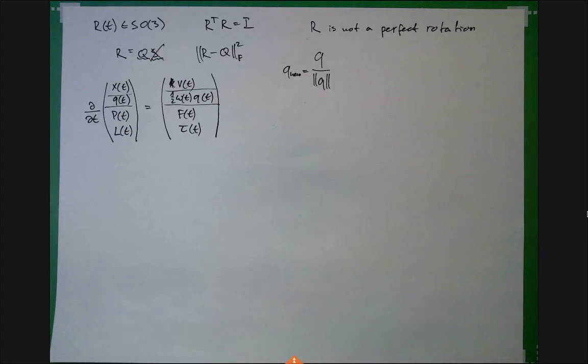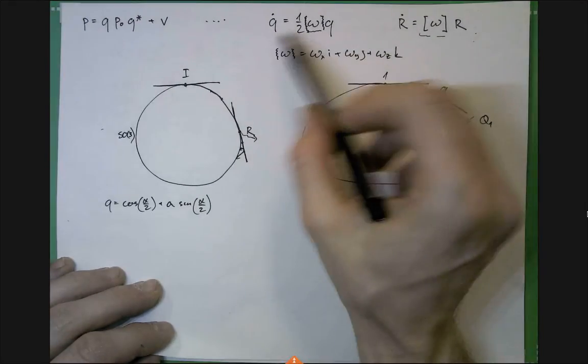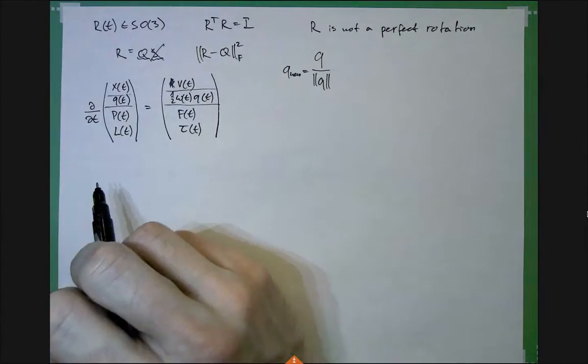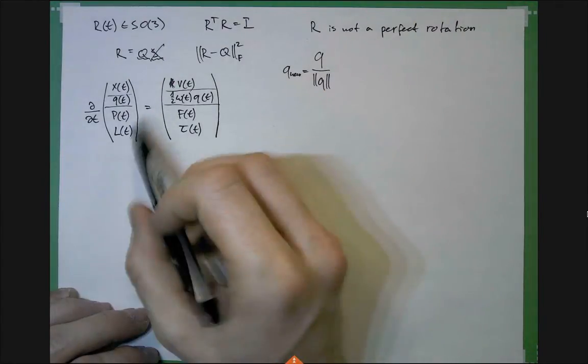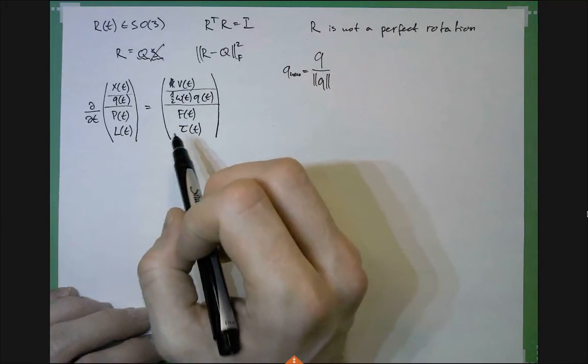the quaternion rotation. Where did I have it? Somewhere around here. Oh yeah, here. This was this formula here. So that's what we can use here to replace the rotation matrices with quaternions. And the whole thing works just like before.